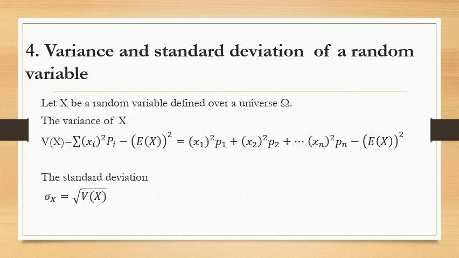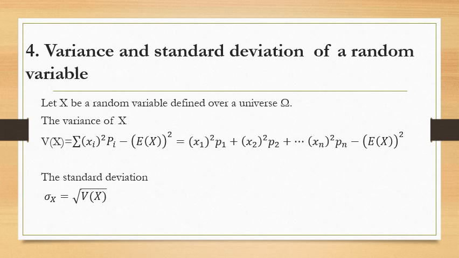Variance and standard deviation of a random variable. Let x be a random variable defined over a universe omega. The variance of x, V of x, equals sigma xi squared pi minus the expected value all squared, equals x1 squared p1 plus x2 squared p2 plus etc. xn squared pn minus the expected value all squared.